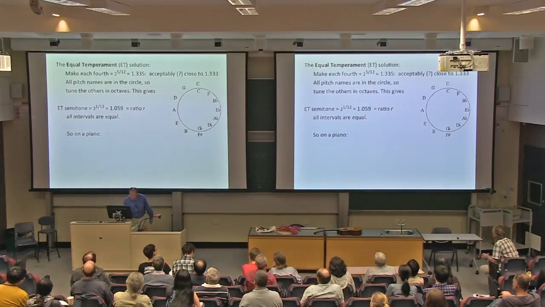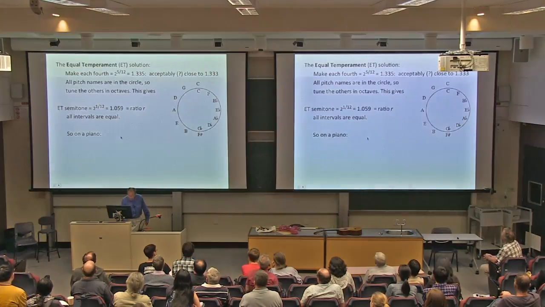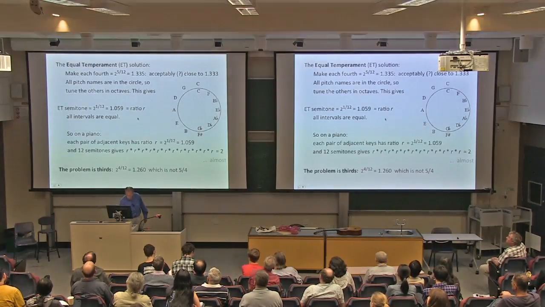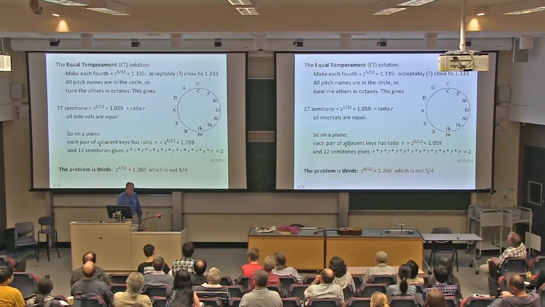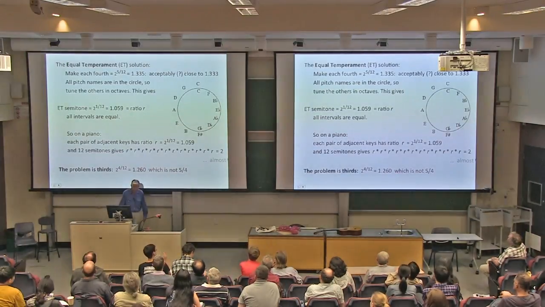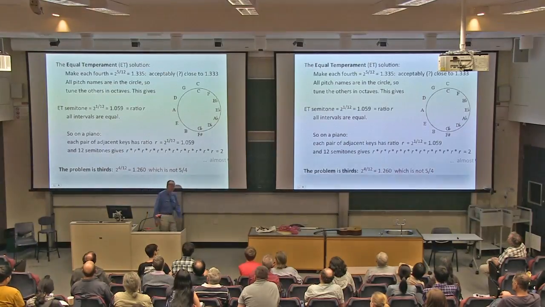And if I take that R there and I make all of my semitones the same with frequency ratio R, which is almost what we do on a piano, then each pair of adjacent notes on a piano has the ratio 2 to the 1/12th, and you multiply 2 to the 1/12th by itself 12 times, and of course you get 2, which is almost the solution to the problem.